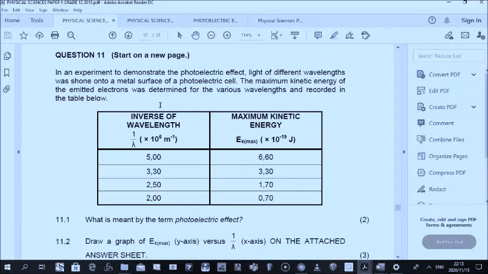The last question, question 11, is usually the photoelectric effect or something related to the photoelectric effect, such as absorption and emission. So let us start. Question 11.